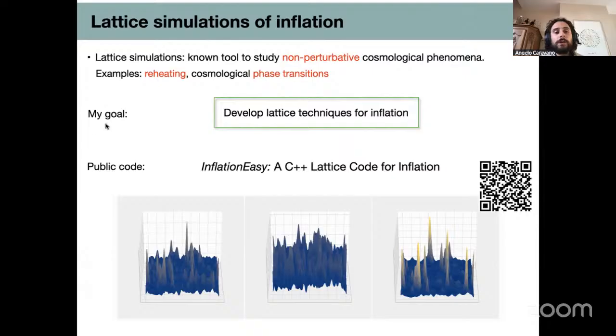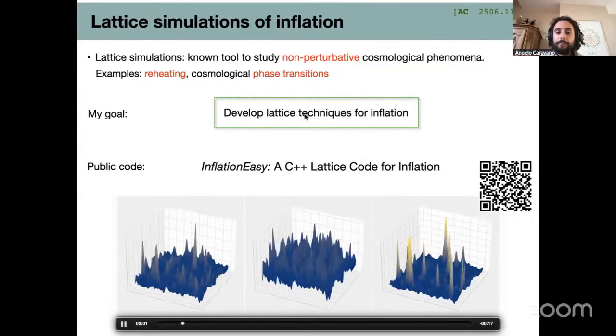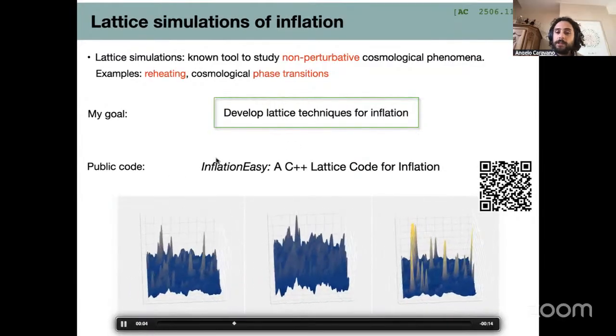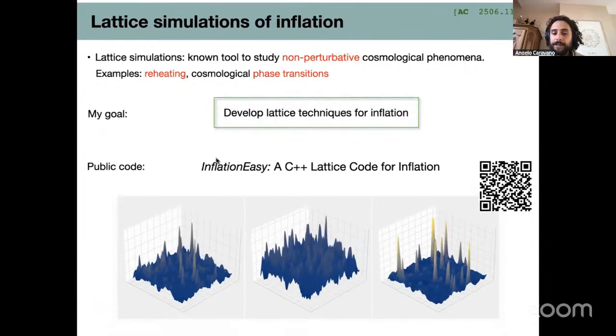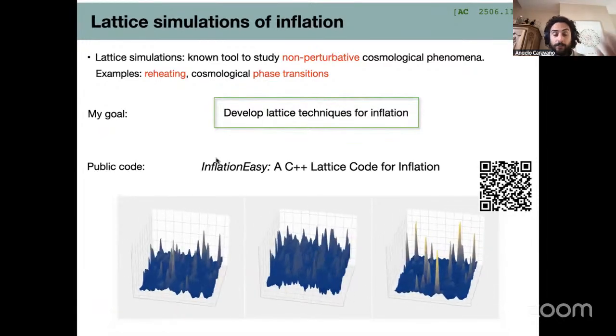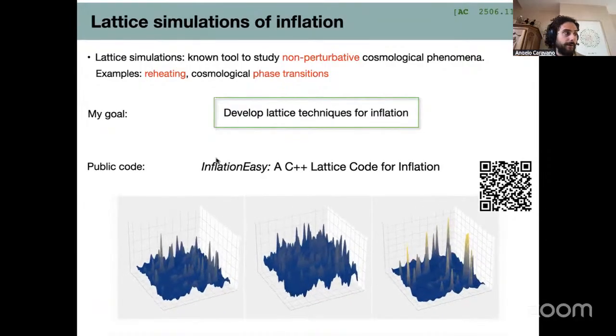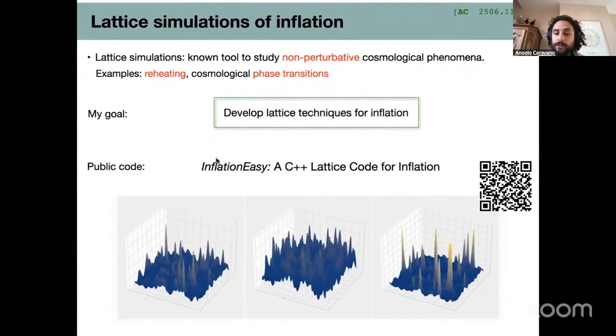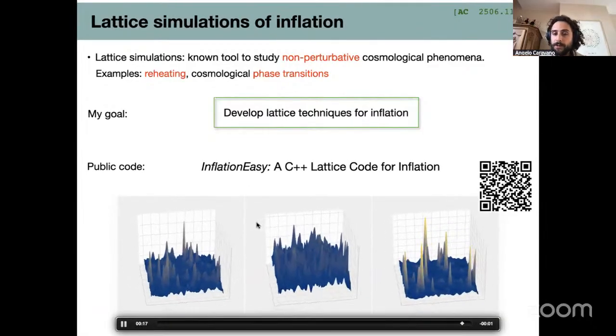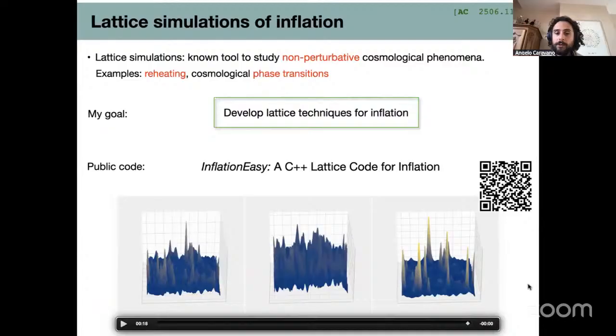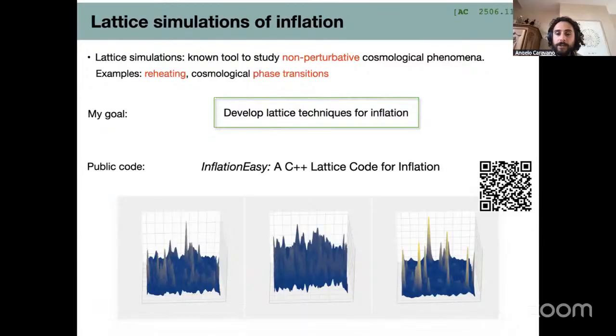My goal in the past few years has been trying to understand whether similar techniques can be used not for reheating, but for inflation itself. So I tried to develop lattice techniques for the inflationary stage of the universe. Recently, I also published a very simple lattice code for single-field inflation that is very simple to use. I will show you the results later, and everything you're going to see in this talk can be easily reproduced with this public code. The results are all available online, so you're welcome to have a look.